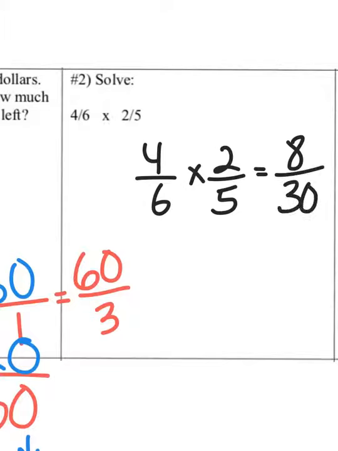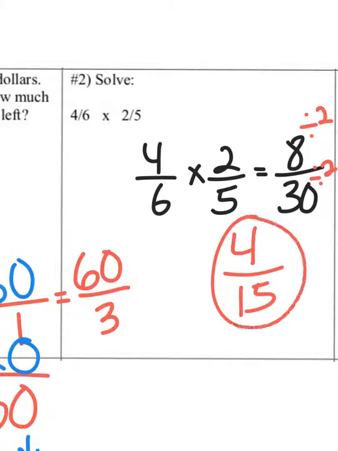And we can simplify that by dividing both by the number 2, because all even numbers can be divisible by 2. That will give us 4 over 15. So the answer is 4/15.